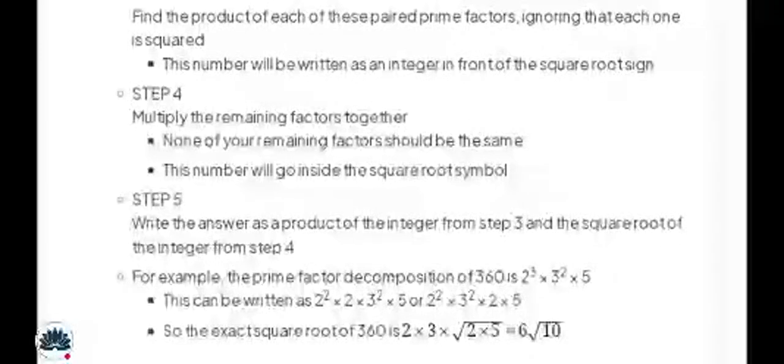Okay, so for the exact square root of 360, as you can see, the 2 and the 5 have no power on them, so we are keeping the square root on them. Out of the square root comes 2 multiplied by 3, which equals 6, and inside the square root is 2 multiplied by 5, which equals 10.